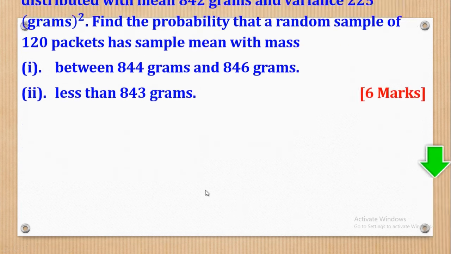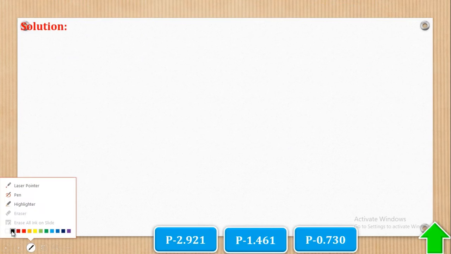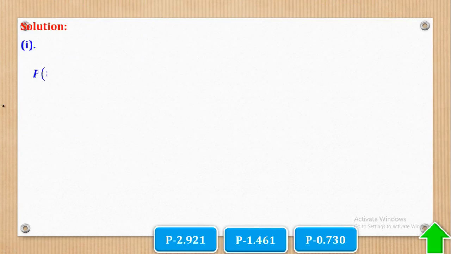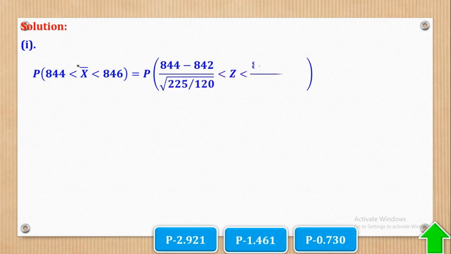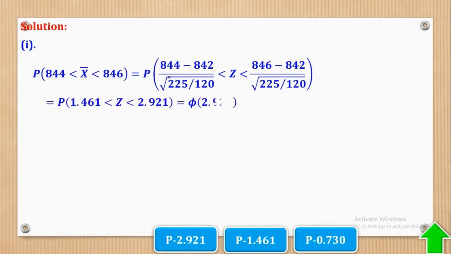So we shall start with Roman 1 of between. So between is that, realize that we are using here the symbol for sample mean. Standardizing, this will be that of minus mean over standard error, and this will be this minus mean over standard error. To 4 decimal places, this becomes that and this becomes that. So in terms of phi, because it is same sign, you have to subtract. Then we shall read those values.